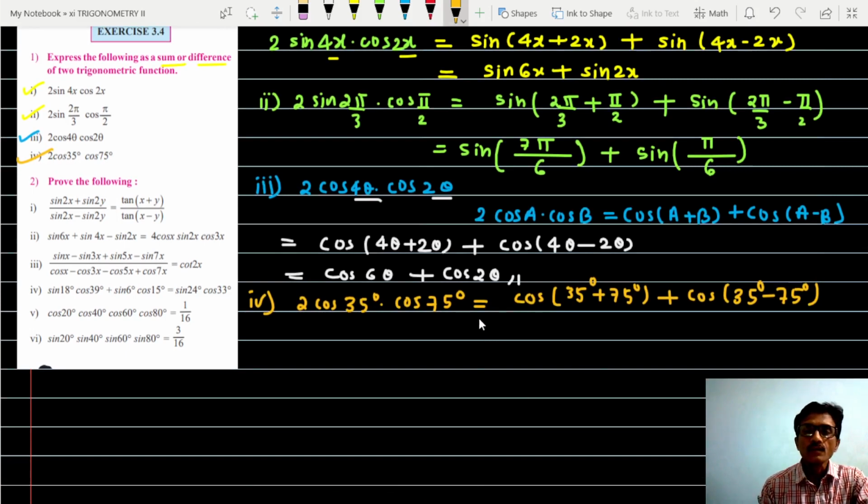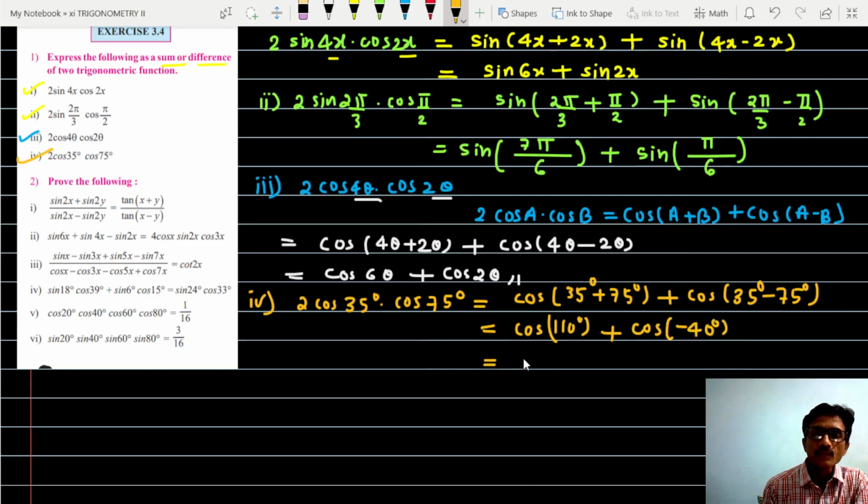So this is cos of 110 degree plus cos of minus 40 degree. But cos of minus theta is cos theta, so that is equal to cos of 110 degree plus cos of 40 degree.